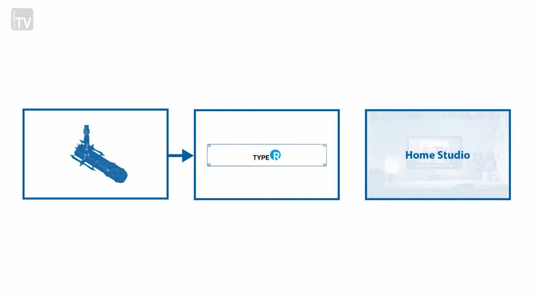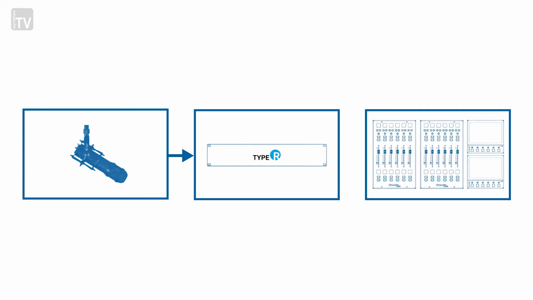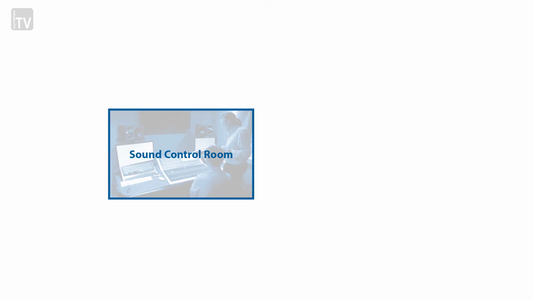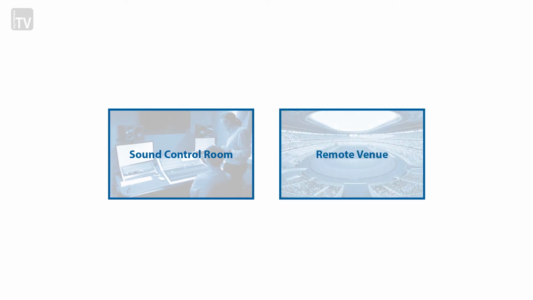The engineer would be located at home with the required number of fader panels and soft panels to mix the show. He can then use his home IP connection to connect back to the studio to actually control the core. The second workflow will be the scenario where the sound supervisor is working in the sound control room, controlling a console located remotely, perhaps at a sports venue.